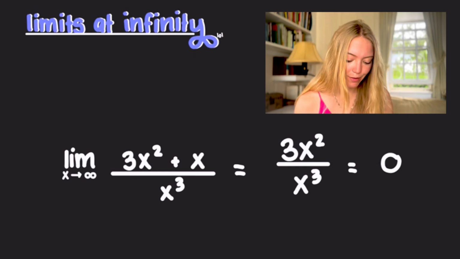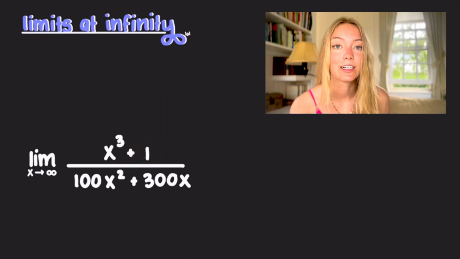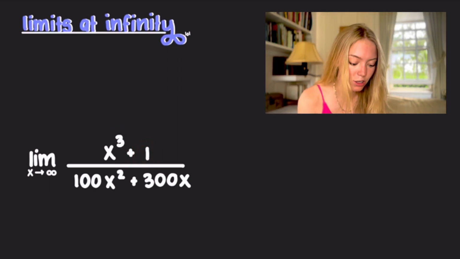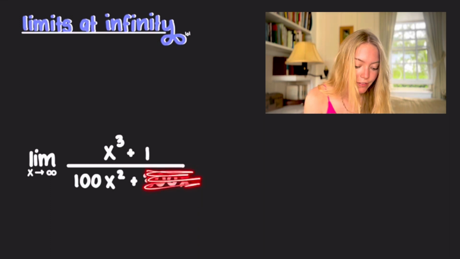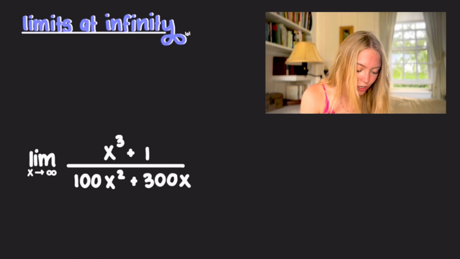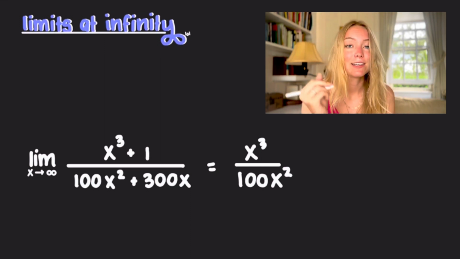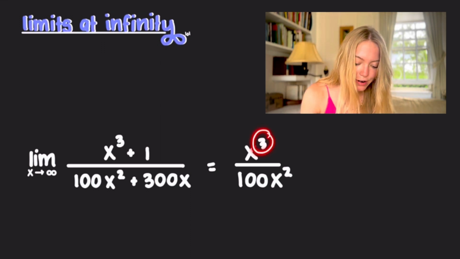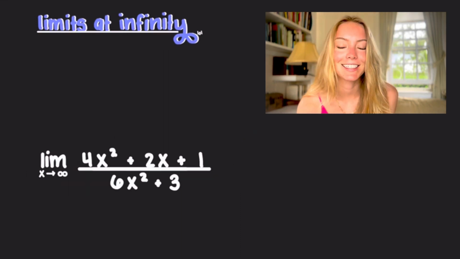Let's try another example. Okay, again, this is so big that this one literally does not matter at all. So you can just disregard it. And similar to the denominator, this x squared is so much bigger than x that you can get rid of it. Literally get rid of it. So we don't need to worry about these things at all. This is going to turn into x cubed over 100x squared. And that's bigger over smaller. This exponent is bigger than this one. Bigger over smaller, infinity.